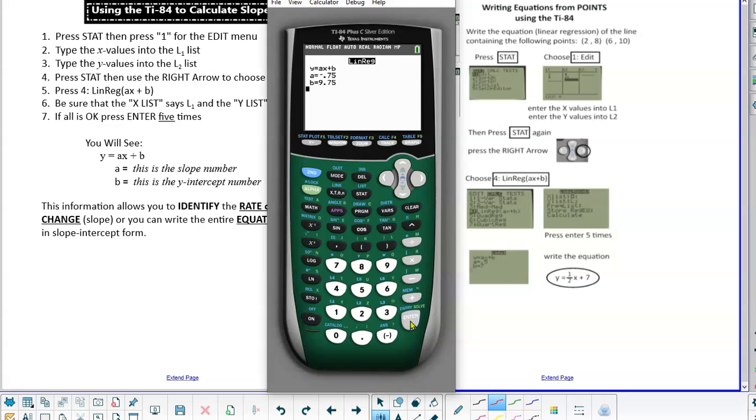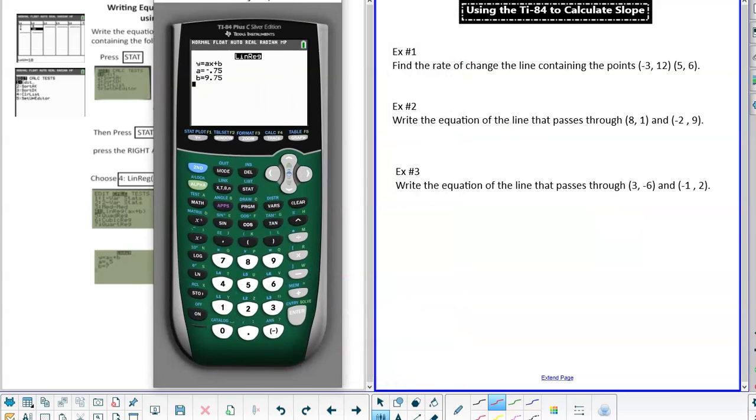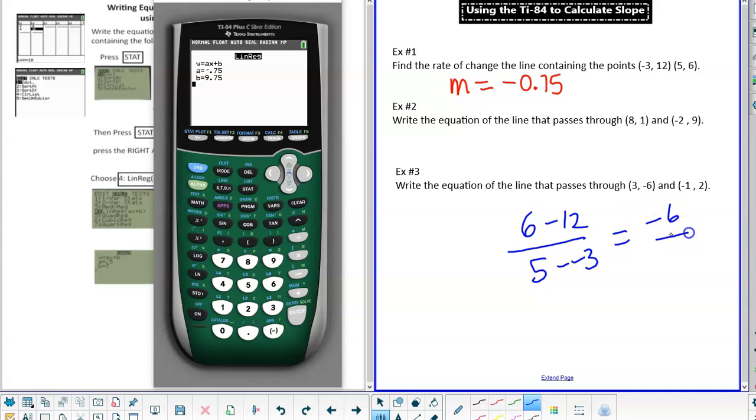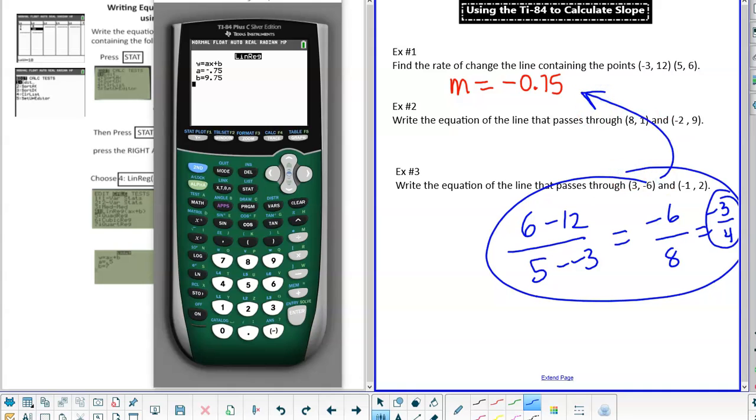All right, your calculator just calculated the slope of those 2 points. The slope is -0.75, or -3/4, right? 0.75 is 3/4. So I'm going to go back to that question there. And so it asked to find the rate of change. So the rate of change is m, right? Typically. So I'm going to say it's -0.75. Now, if you don't believe me, do you remember when we used the y2 minus y1 over x2 minus x1 formula, -6/8, also known as -3/4. Look at that, I didn't have to do any of this work. The calculator did it for me.